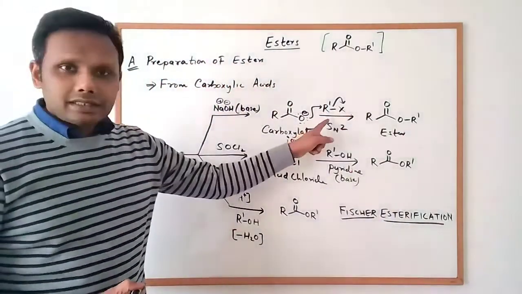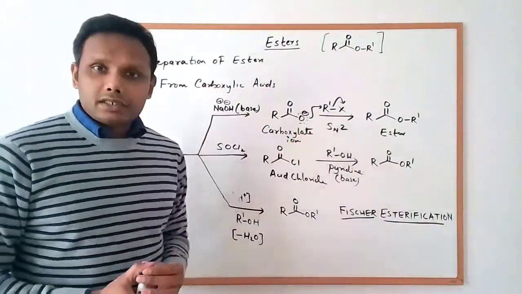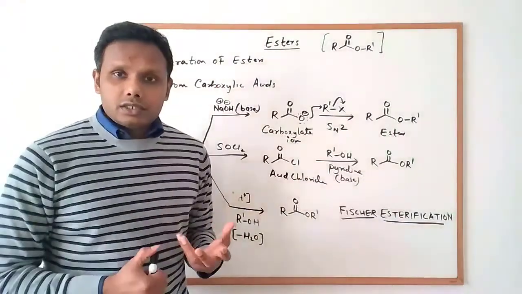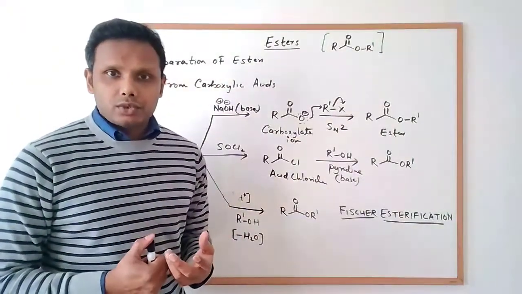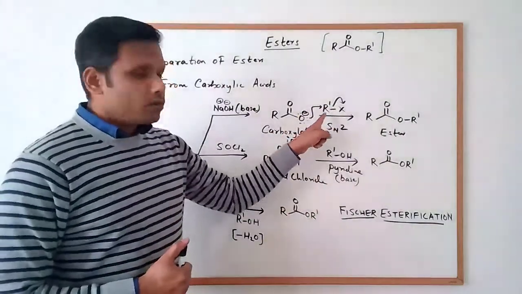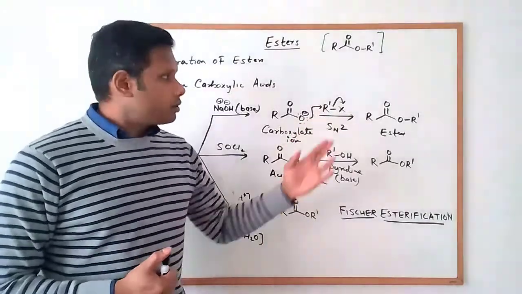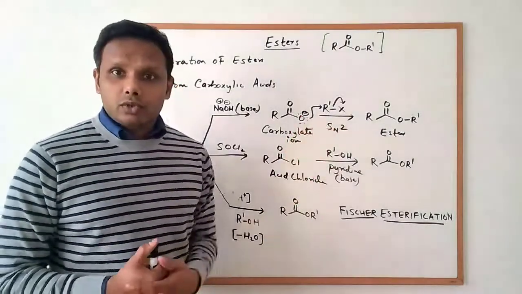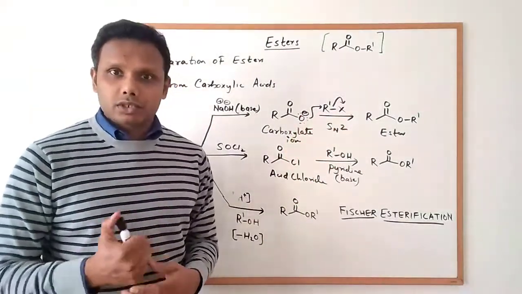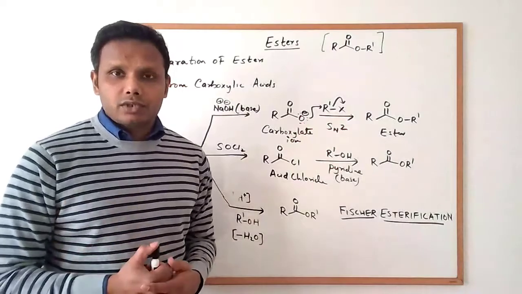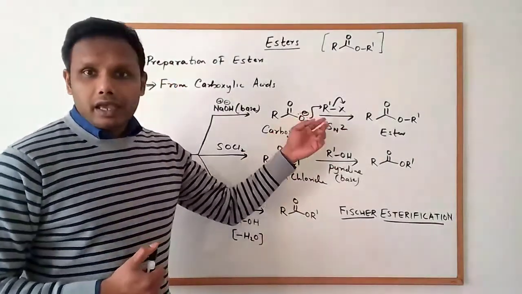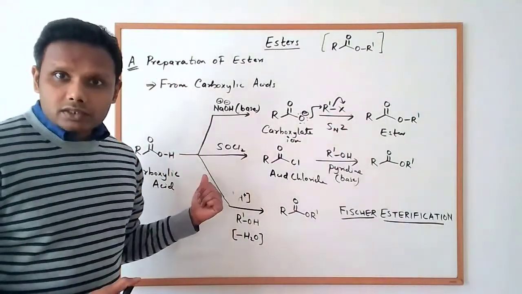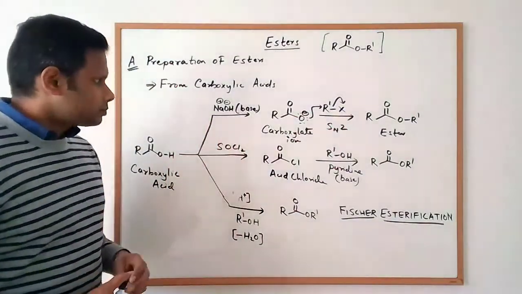Now, since this last step, the second step here, is an SN2-like reaction, all the conditions that apply to SN2 reactions would apply here. So this reaction would work best with methyl halides or primary alkyl halides. And it's not going to work with tertiary alkyl halides because they are not good substrates for an SN2 reaction. Okay, so that's one synthesis starting from carboxylic acids.